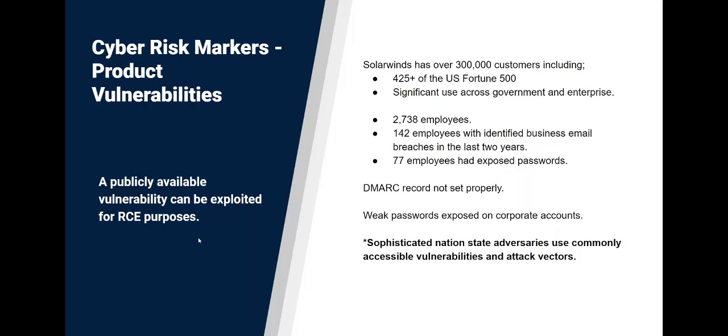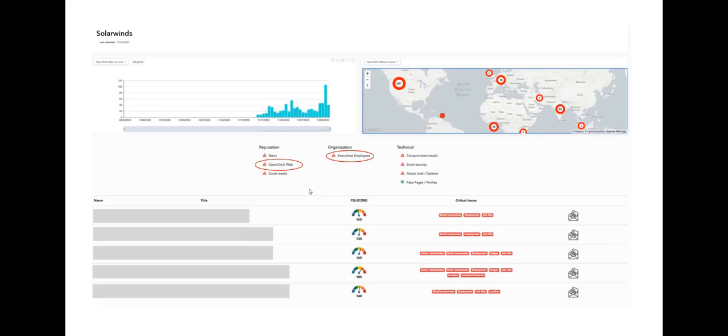And of course, it's important to state too, since so much is being tied to this particular attack as being a nation state or sophisticated attack. Sophisticated nation state adversaries, as it states here, right? They're not all using attack type TTPs that are in the movies, right? They use commonly accessible vulnerabilities and attack vectors, especially as the first point of entry, typically.